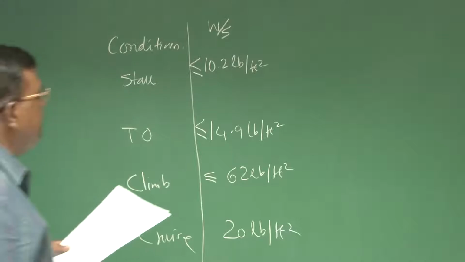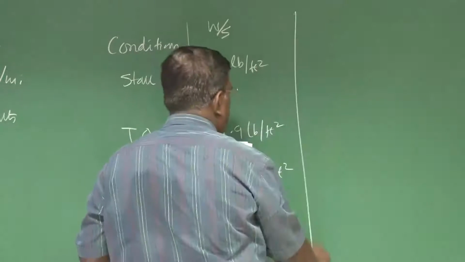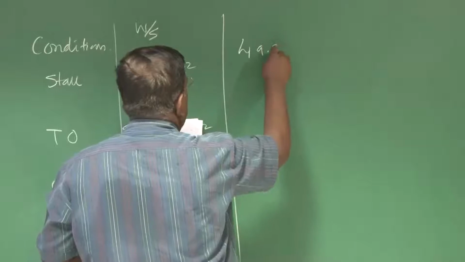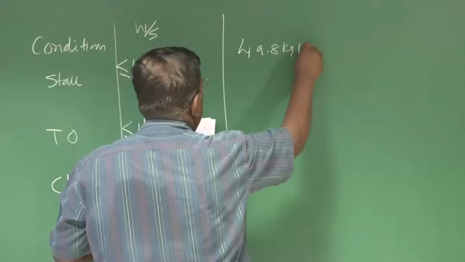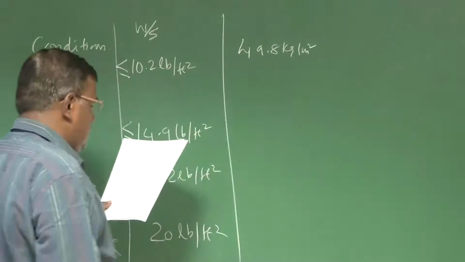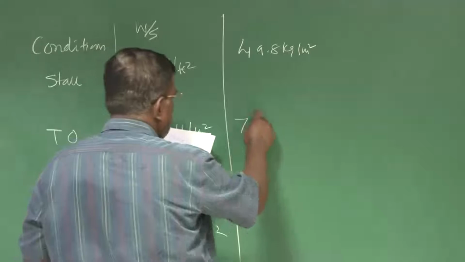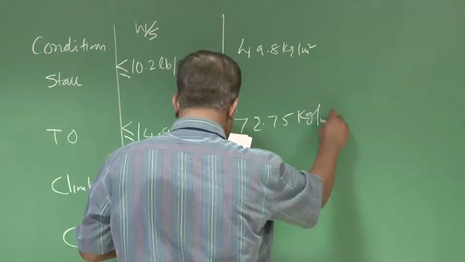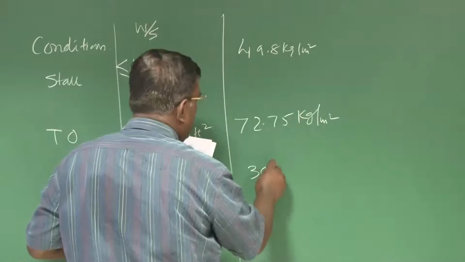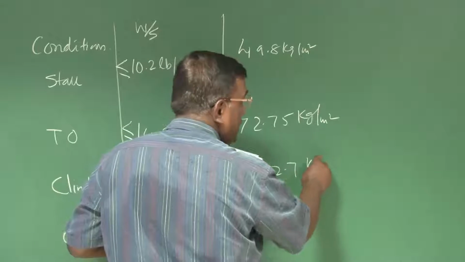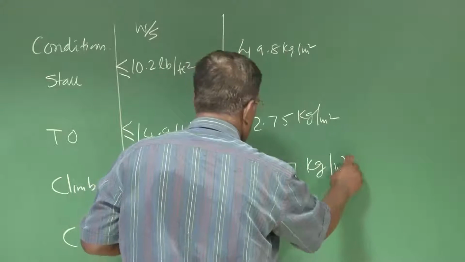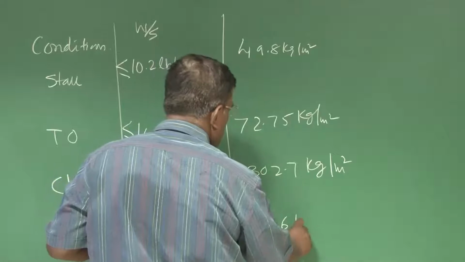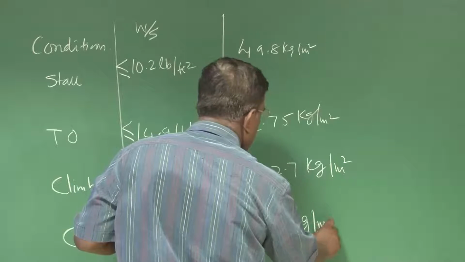And in kg per meter square, if I convert, I get this around 49.8 kg per meter square. Please see the conversion, whether they are correct or not. 72.75 kg per meter square, and this is 302.7 kg per meter square, and this was around 97.6 kg per meter square.